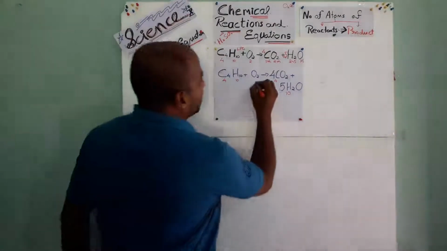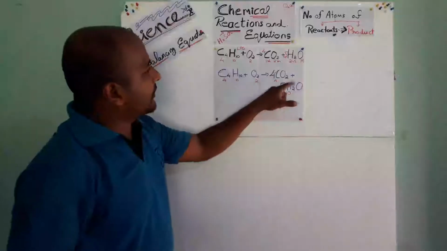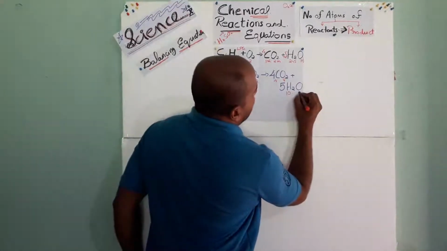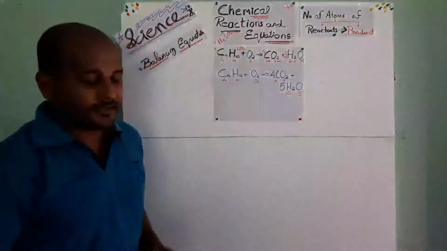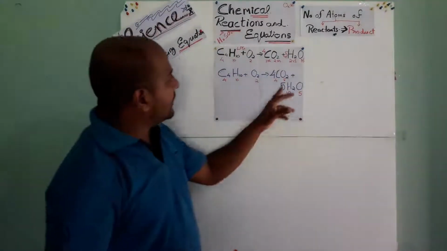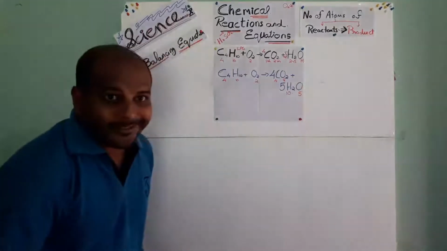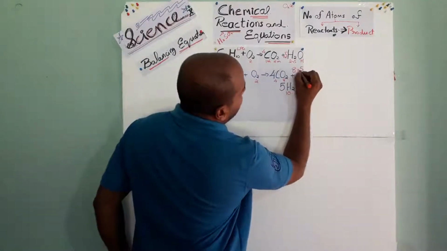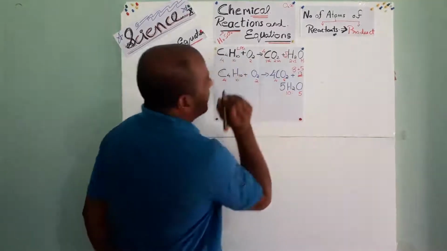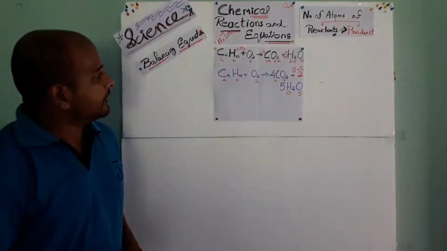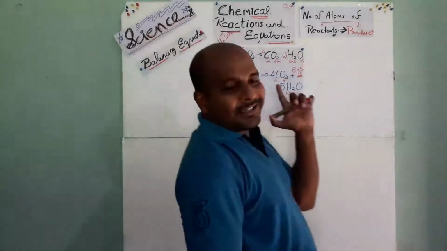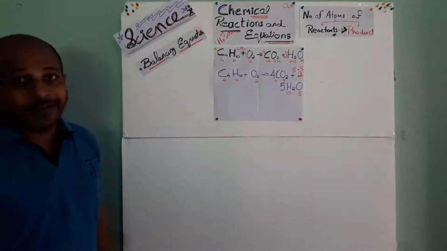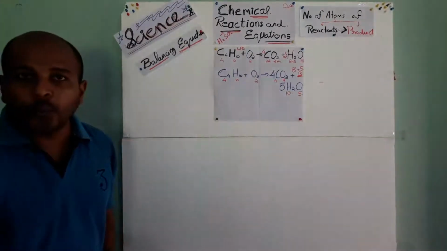Oxygen, how many is there? 2. Here how many? 4 into 2, 8 oxygens. And here 5 into 5 oxygens. Am I correct? So total how many oxygens are here? 13, isn't it? 8 plus 5 gives 13 oxygens here, but here only 2. So if you want to get these 13 oxygens here, what will you multiply with 2?